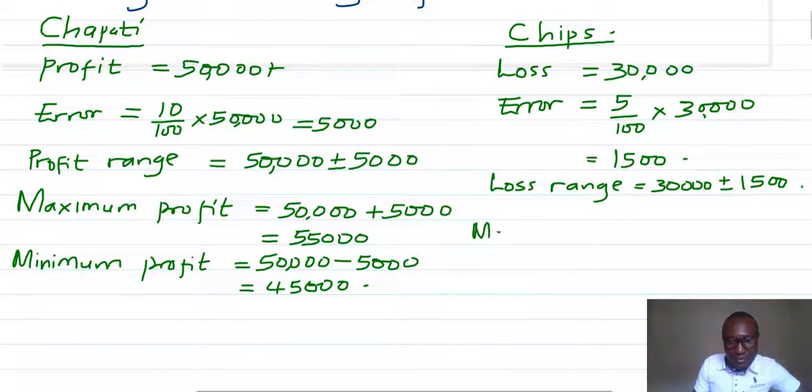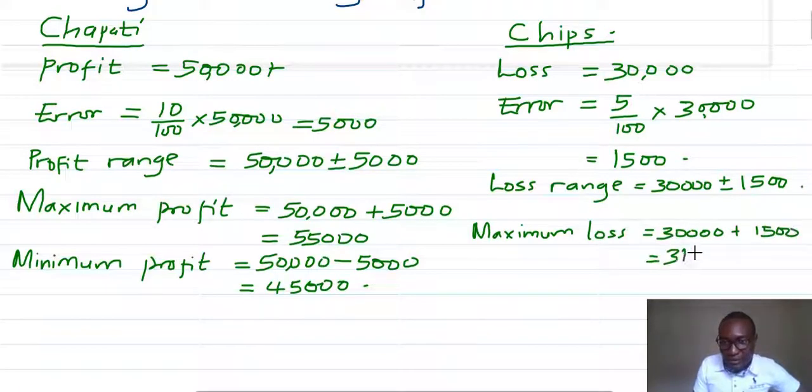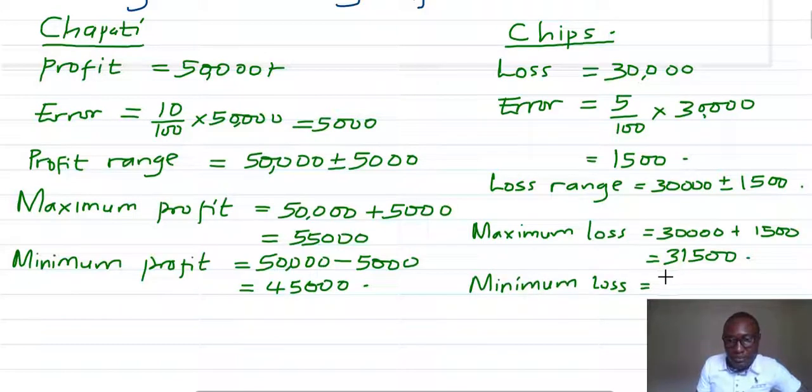So maximum loss is going to be equal to 30,000 plus 1,500. This gives us 31,500. This is the maximum loss. Let's get the minimum loss. Minimum loss is equal to 30,000 minus 1,500. This gives us 28,500. Now, how do we get income here?